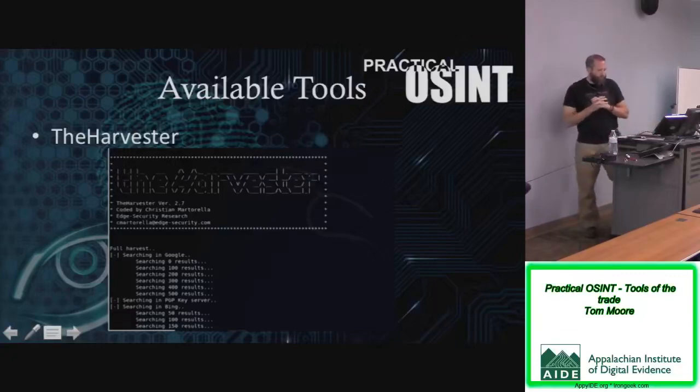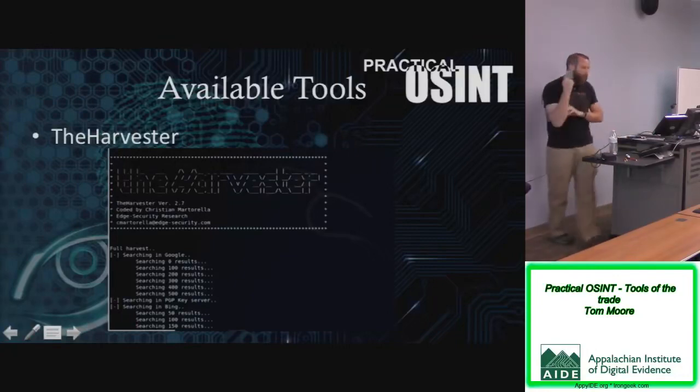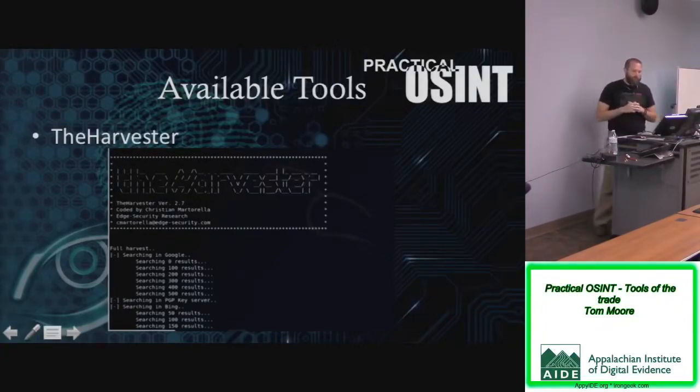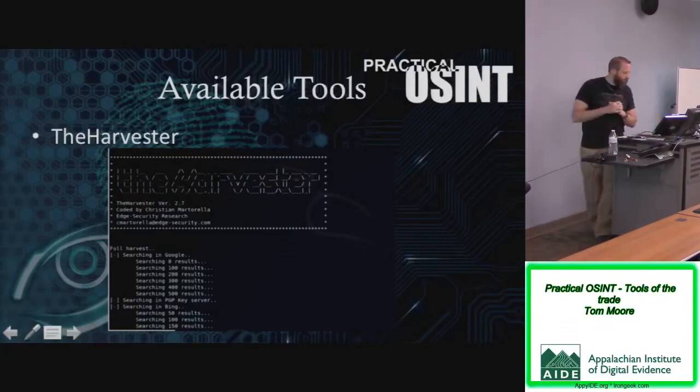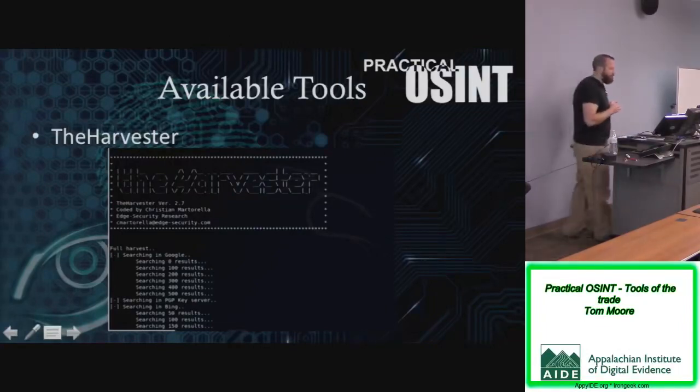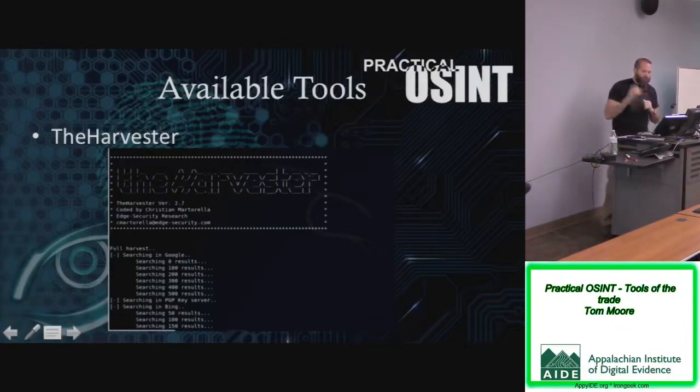But it is written by Christian, I'm going to butcher his last name, Martorella. Basically what the Harvester does is it'll go through and gather subdomains for an organization. So if you have a TLD, a top-level domain, the Harvester can go through and gather subdomains that you can look at. It'll gather email addresses. It'll gather virtual hosts, open ports, banners, employee names from different public resources. And so it can build a dossier of an organization pretty quickly.